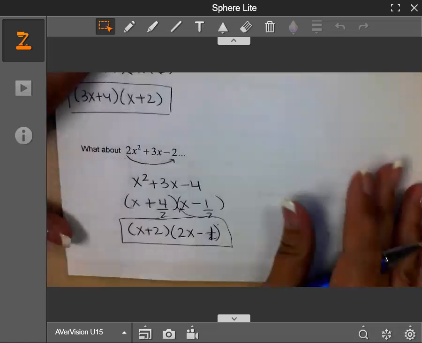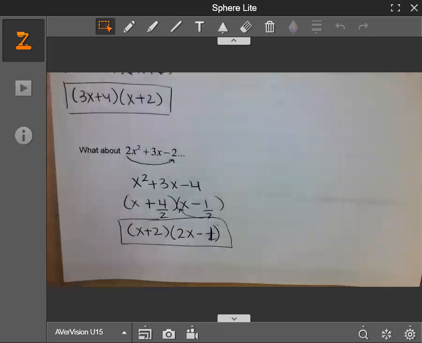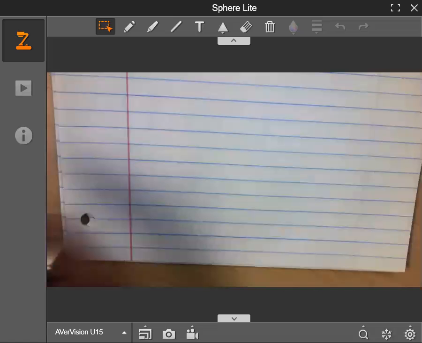So now as you start to factor, you're going to pick which method you prefer and which one you could do correctly, because that's important too. That's the method that you can use each time as we factor when the a value is not 1. All right, one last problem.